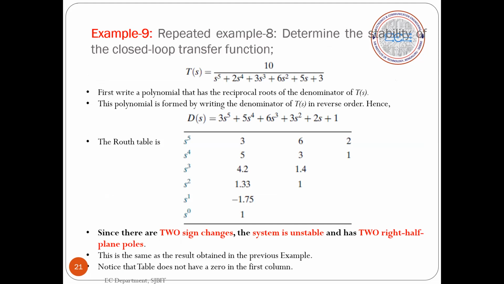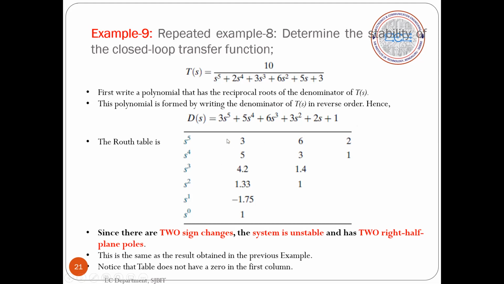So the same example is taken, that is example 8: 10 divided by s power 5 plus 2s power 4 plus 3s cube plus 6s square plus 5s plus 3. Same system we have taken. Now we have to construct the reciprocal system. How to construct it? You keep s power 5, s power 4, s power 3, s power 2, s power 1 and s power 0, keeping each s term in its place. Pick up only the coefficients and place them in reverse order. In the characteristic equation, 3 has come first, 5 next, 6 third, 3 fourth, 2 fifth, and 1 last, sixth. This is how we construct the reciprocal polynomial, and we then construct the table.